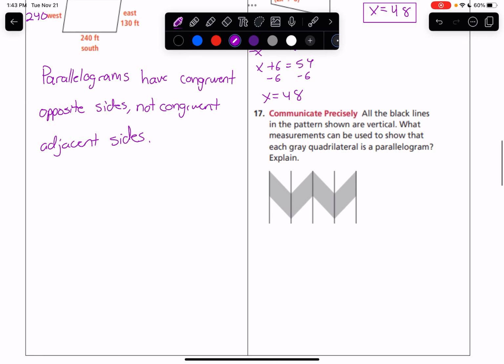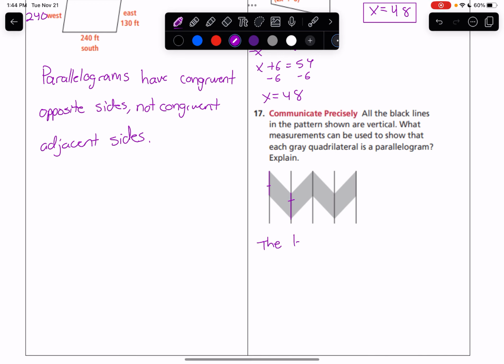Number 17, all the black lines in this pattern shown are vertical. What measurements can be used to show that each gray quadrilateral is a parallelogram, and explain? So what we could think about is if all of these lines are vertical, that means that they're all parallel. And we know that if there is one pair of sides that is both parallel and congruent, then the shape must be a parallelogram. So when it says what measurements can be used, we could say the length of the segments where the black lines intersect the gray. That would mean like this segment right here, and this segment right here, and etc.